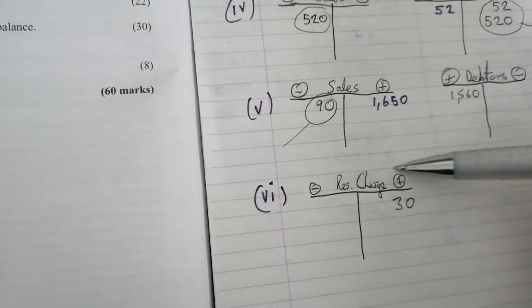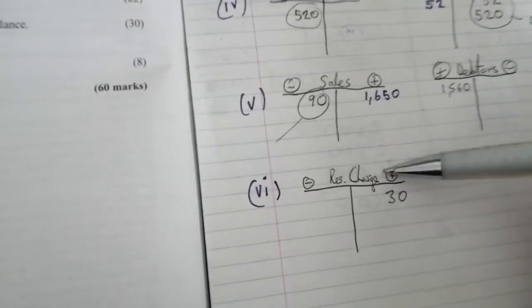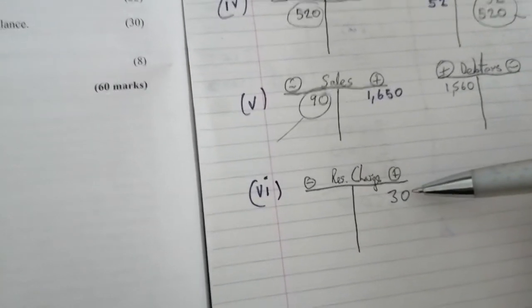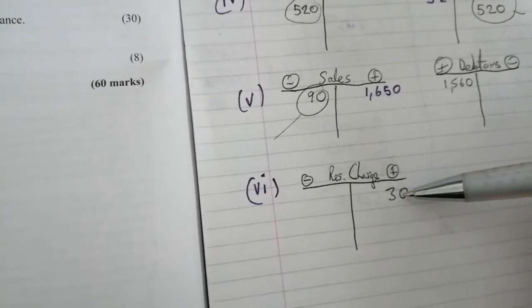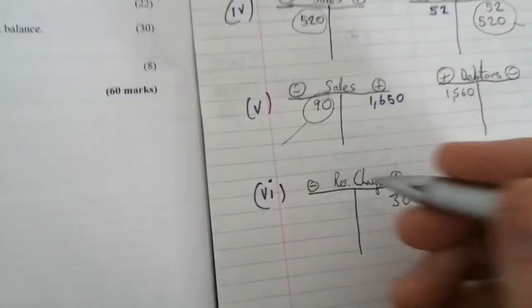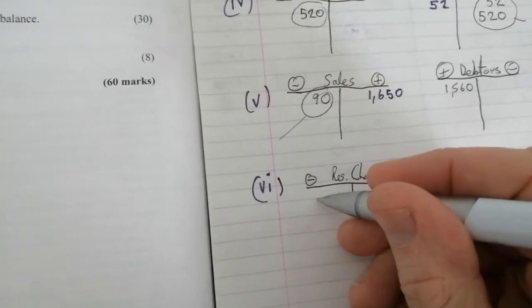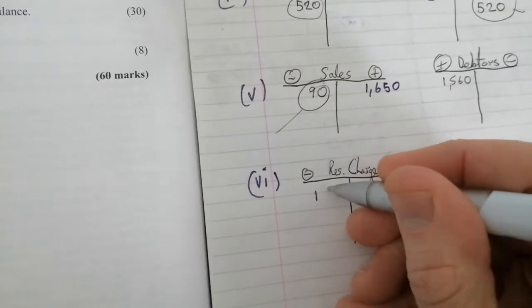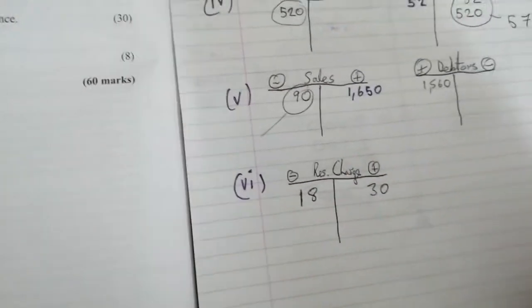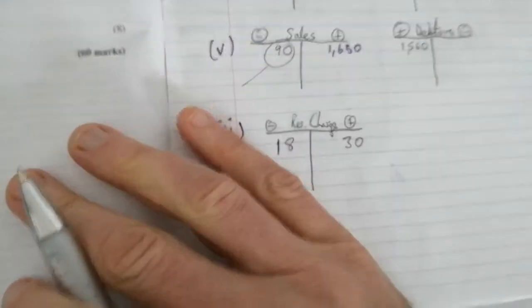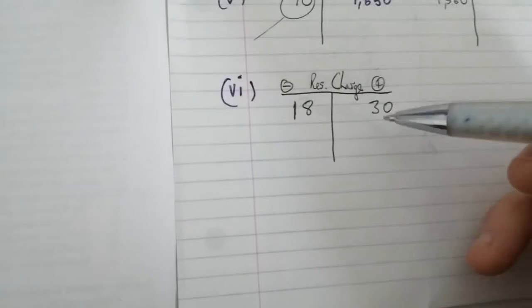So if I want to change this from a plus 30 into a plus 12, well, I have to reduce it. I have to subtract something to make that into a plus 12. And what I have to subtract is 18, isn't it? Minus 18. Okay, now, this is, I suppose, an unusual one compared to the ones we've done before.